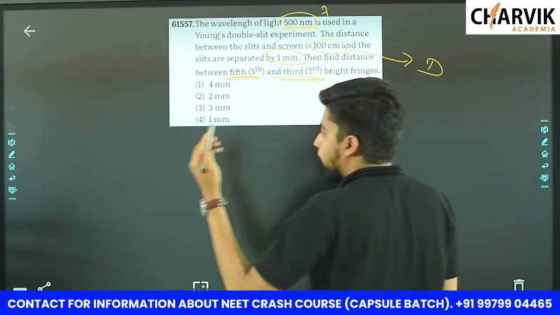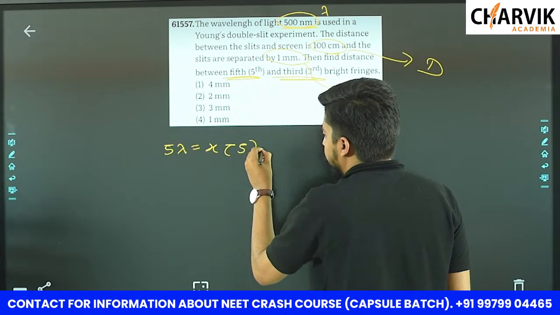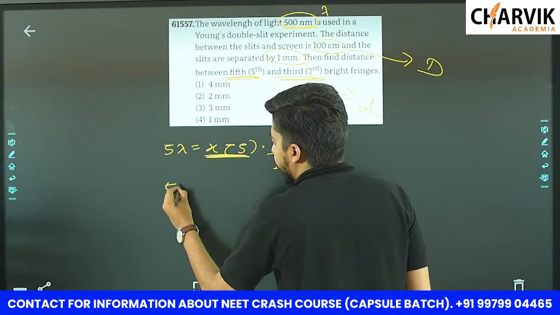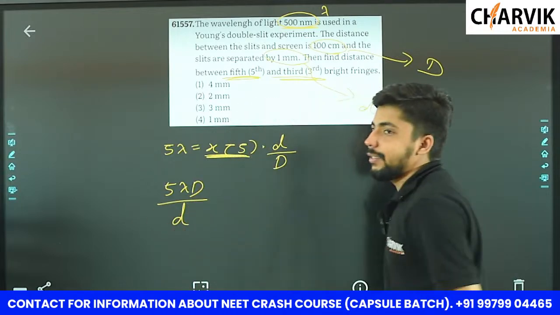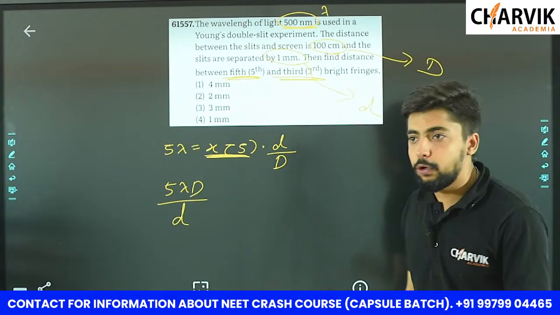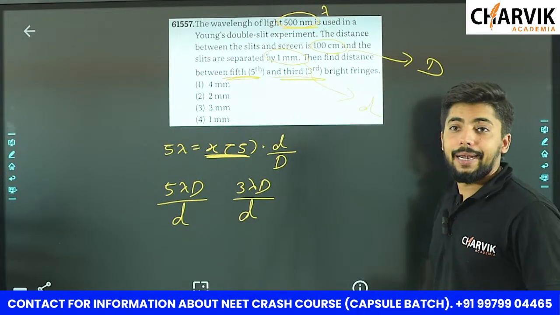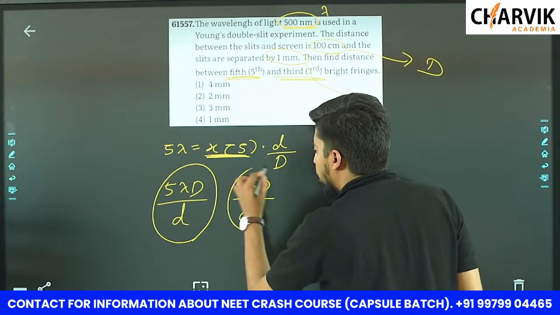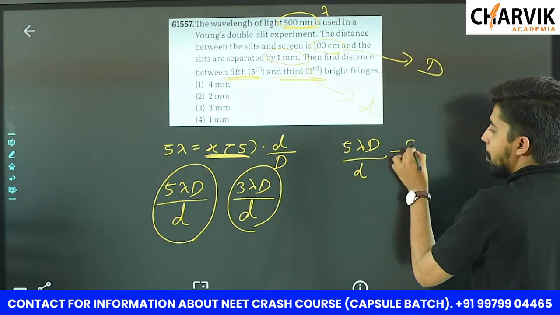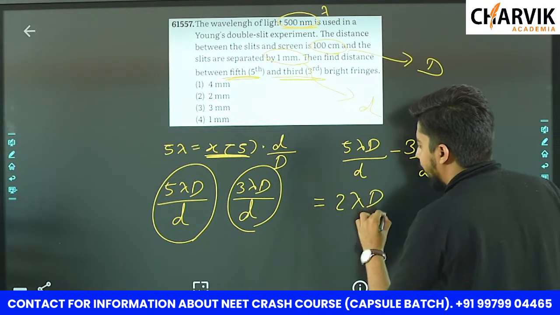So you all know for the fifth bright fringe, you can say x5 equals 5 lambda D divided by small d. In the same way for the third, you will write 3 lambda, and x3 becomes 3 lambda D divided by small d. Now they are asking you the distance between these two. So the distance between those two will be 5 lambda D divided by small d minus 3 lambda D divided by small d, which leads us to the value 2 lambda D upon d.